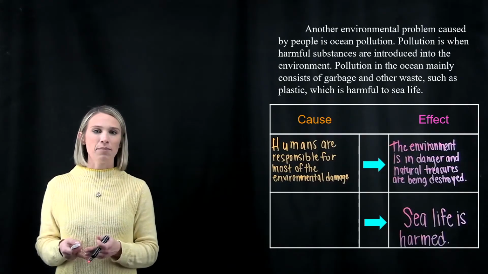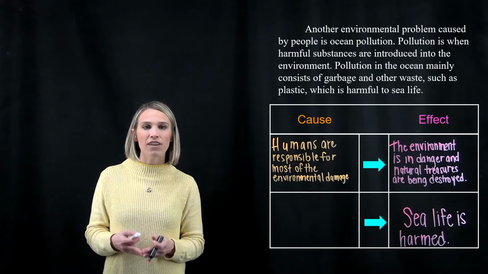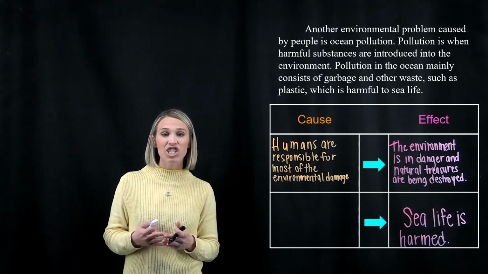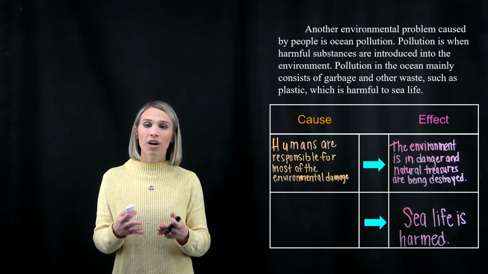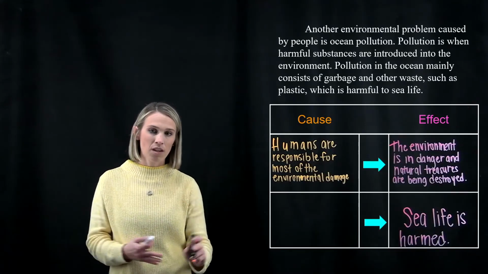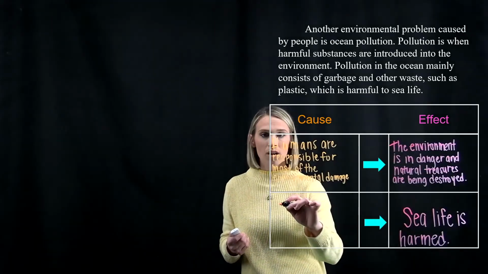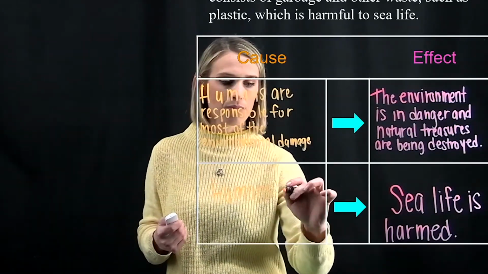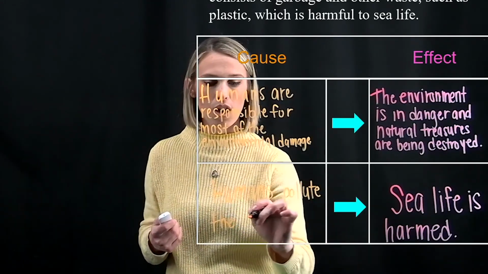The cause in this statement is humans polluting the ocean. This tells me that sea life is harmed when humans pollute the ocean. There is a direct cause and effect relationship between ocean pollution and the harming of sea life. Therefore, the cause in this paragraph is humans pollute the ocean. I'm going to write the cause on my graphic organizer. Humans pollute the ocean.